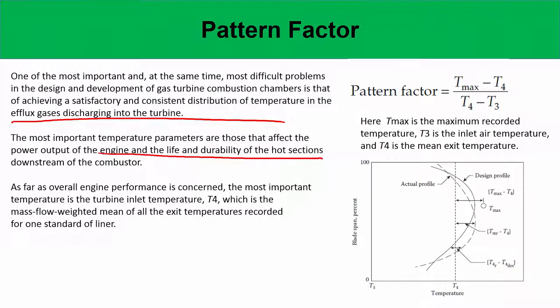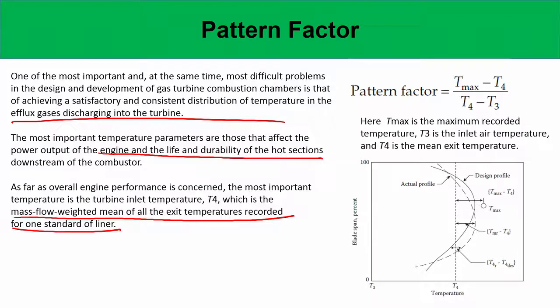So, ideally as an engine designer we would like to have as high a T4 as possible, which is of course not always possible because T4 immediately goes and hits your turbine blades. So, it is no good if those melt away. Okay. So, this T4 is essentially the mass flow weighted mean of all of the exit temperatures recorded from one standard of a liner. Okay.